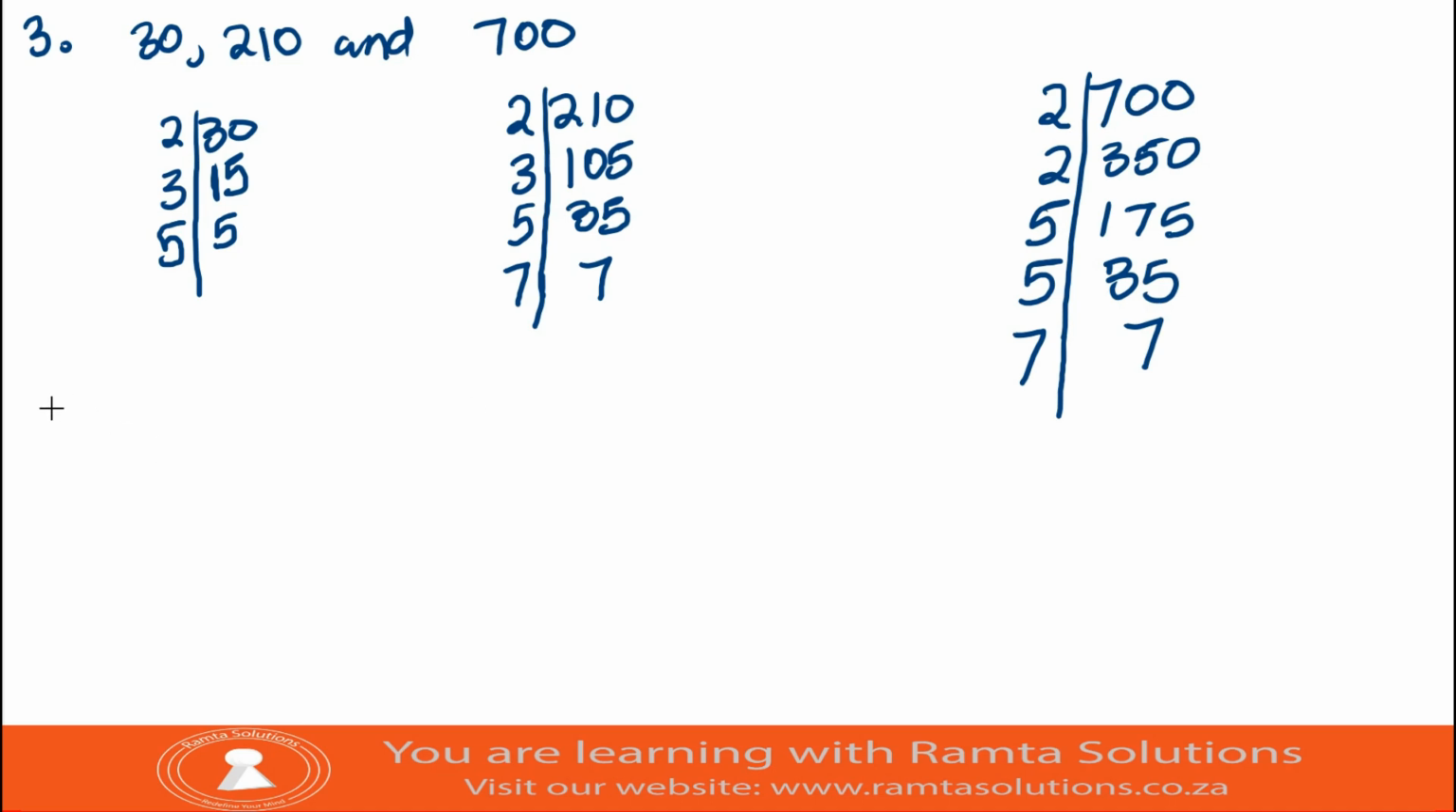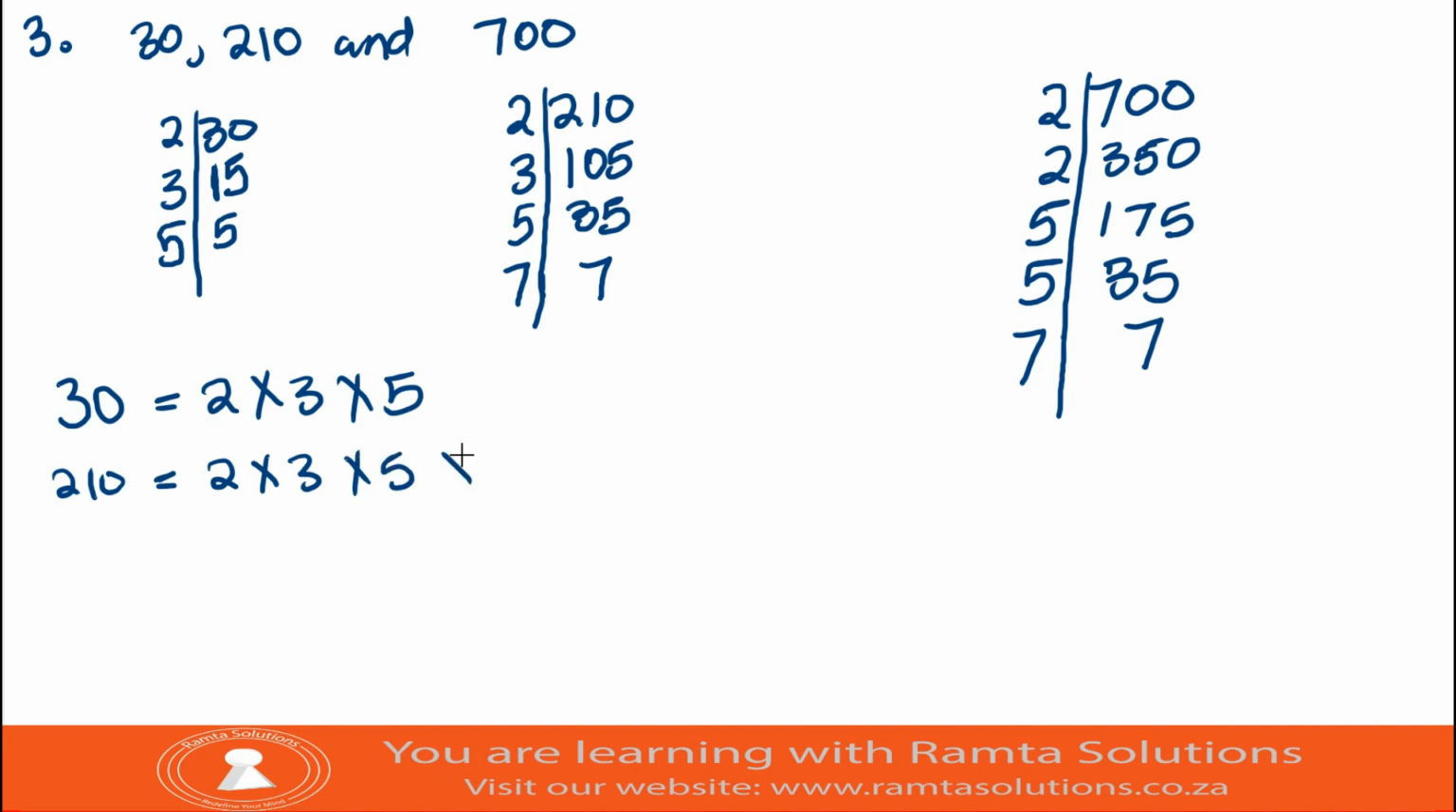For example, let's find the product of the prime factors. 30, we had 2 times 3 times 5. 2 times 3 is 6. Times 5 is 30. It's correct. 210, we have 2 times 3 times 5 times 7. 2 times 3 is 6, times 5 is 30. 30 times 7 is 210.